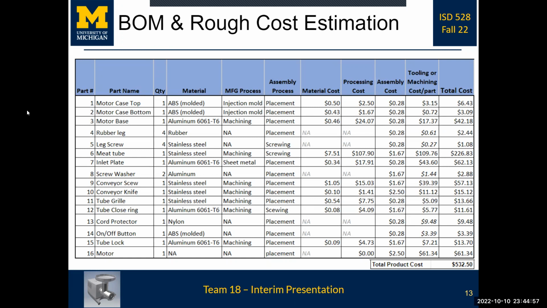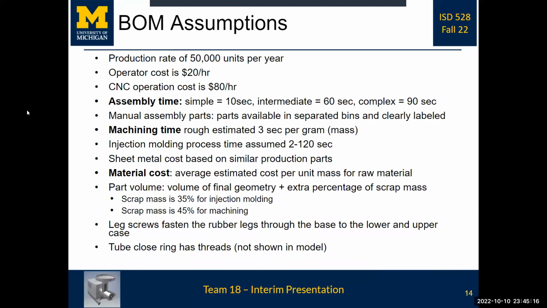Okay, so this is our BOM. We've estimated our total production cost to be $532 per unit for a 50,000 unit per year batch size. We have three main manufacturing processes used to make the meat grinder: injection molding, machining, and sheet metal bending. We've also sourced some parts that won't be fabricated. Moving on, I'll go over the assumptions that we used to create this BOM. The main one being we assume some operator and CNC operator costs per hour. We assumed some assembly times for each part, assumed machining time for each part, and assumed some material costs based on the volume and mass of each part with some scrap costs.